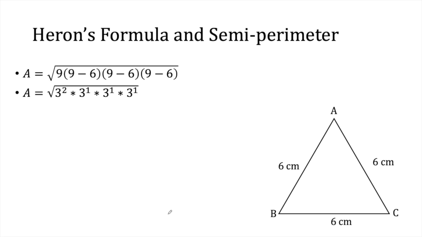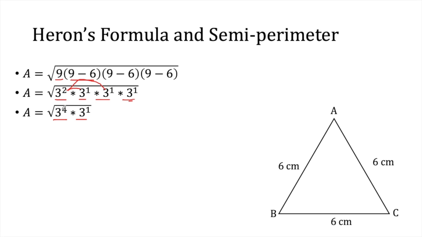So we know this is the value of the area, and 9 can be written as 3 squared, and since 9 minus 6 is 3, and since 9 minus 6 is occurring 3 times, we can write it as 3 times 3 times 3. And this can be written as 3 to the power of 4 times 3 to the power of 1. So what we're doing here is we're adding this 2 with a 1 and another 1. And we're keeping this 3 to the power of 1 just as it is.